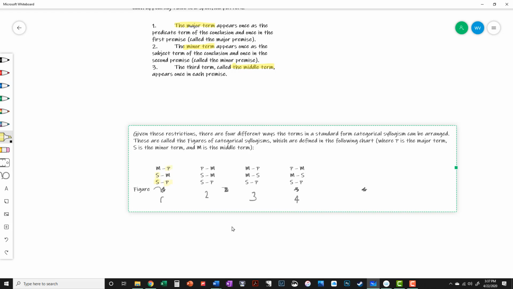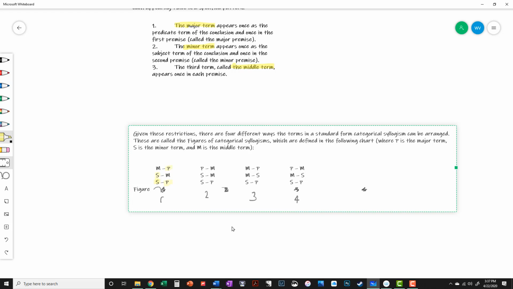But notice that the P here, the major term, could appear in either the subject place or the predicate place, and that's what these four options are showing us. Same thing with the minor term S. Here's the conclusion on this last line, right? So take the subject term of the conclusion, that's the minor term, it goes in the second premise, and it could appear in the subject place or it could appear in the predicate place. Okay? So you combine those two possibilities together and you end up with four possible structures for arguments like this.